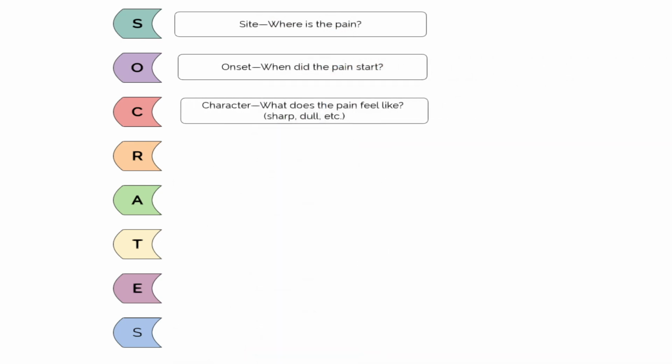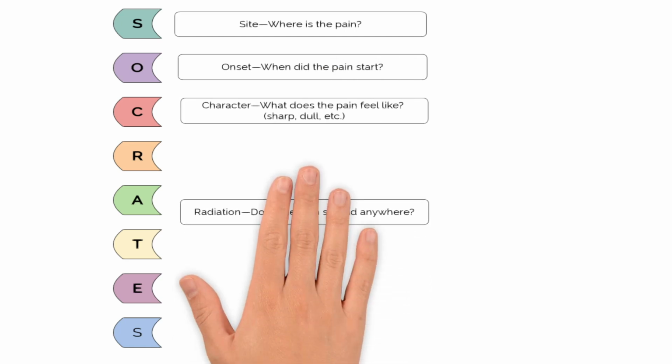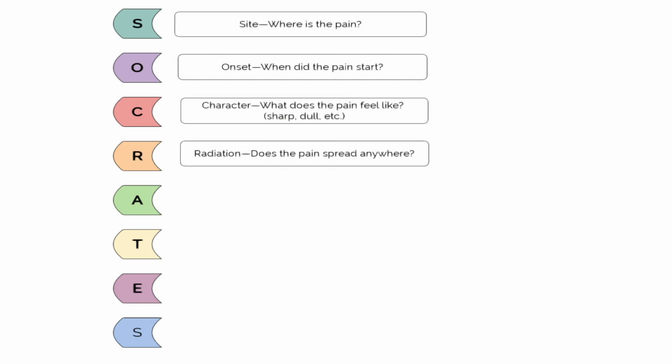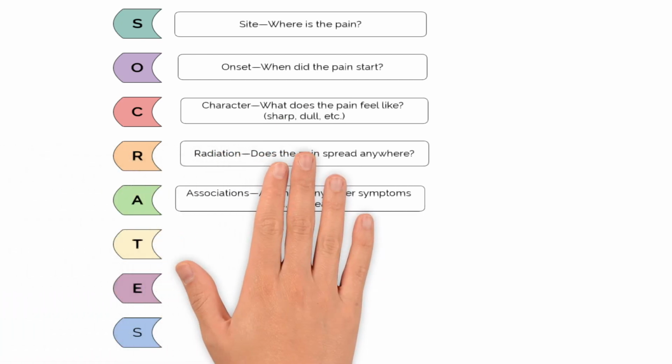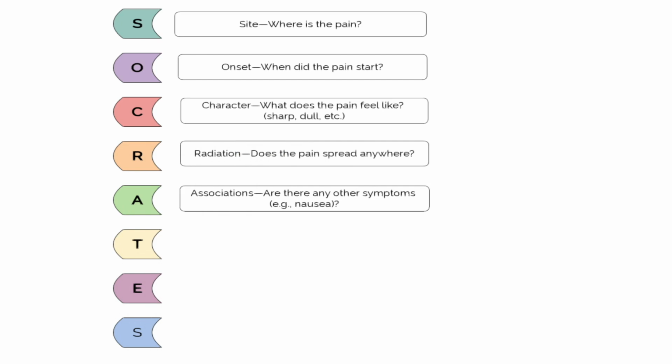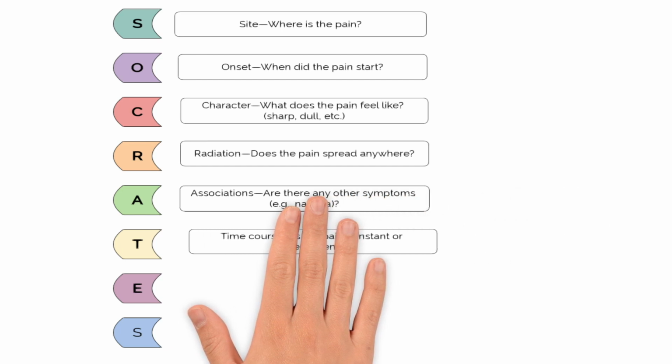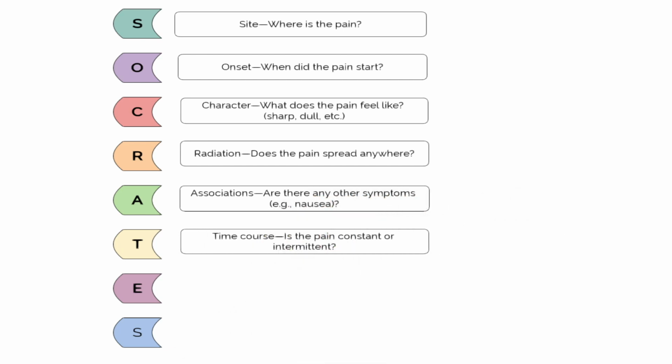Character. What is the nature of the pain? Is it sharp, dull, throbbing, or burning? Radiation. Does the pain spread to any other areas? Associations. Are there any other symptoms, such as nausea or sweating? Time. Is the pain constant, or does it come and go?